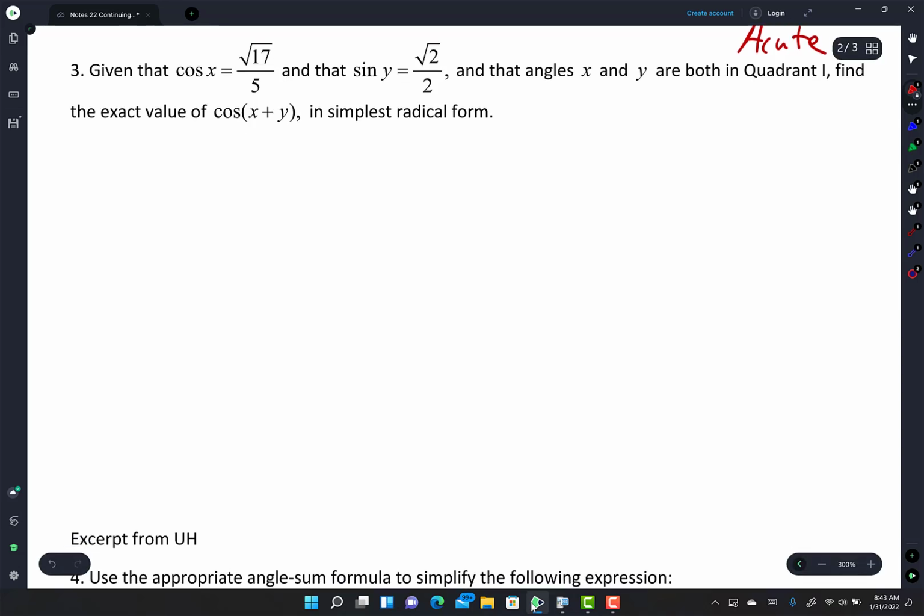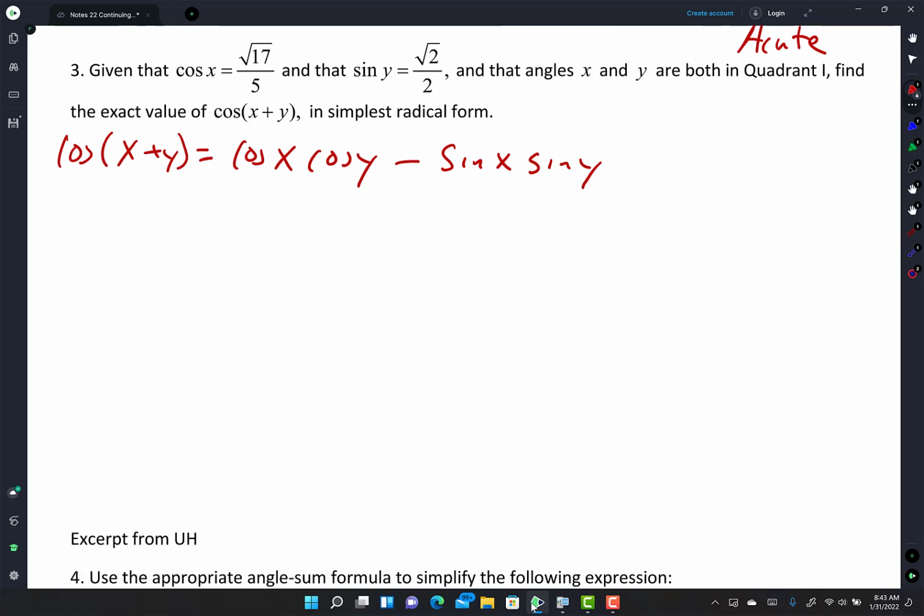Okay, first and foremost, do you know what cosine x plus y is? Cosine x, cosine y, minus sine x, sine y. You draw a right triangle. If you want, let's start doing stuff in quadrant 1. So here it is, quadrant 1, I exaggerate it.